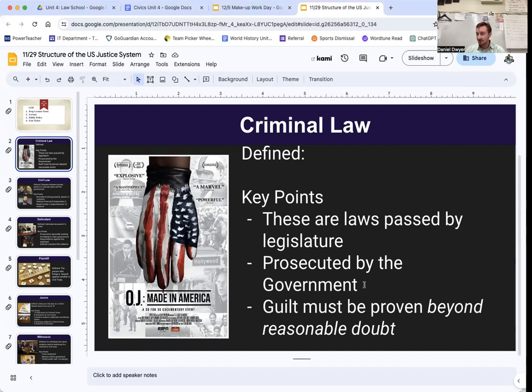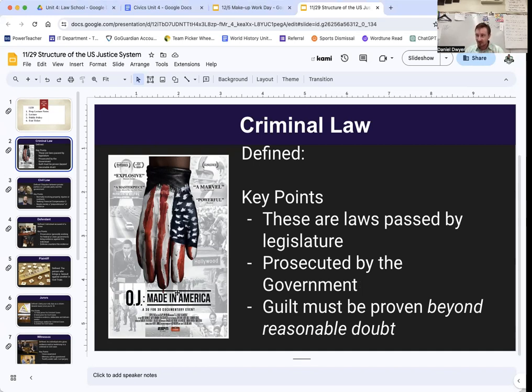So it's prosecuted by the government. It is the state that is hiring the prosecutor, saying they committed this crime, they need to basically pay for it. And in criminal law, guilt must be proven beyond reasonable doubt. So you can't have any doubts that this person did not commit the crime.